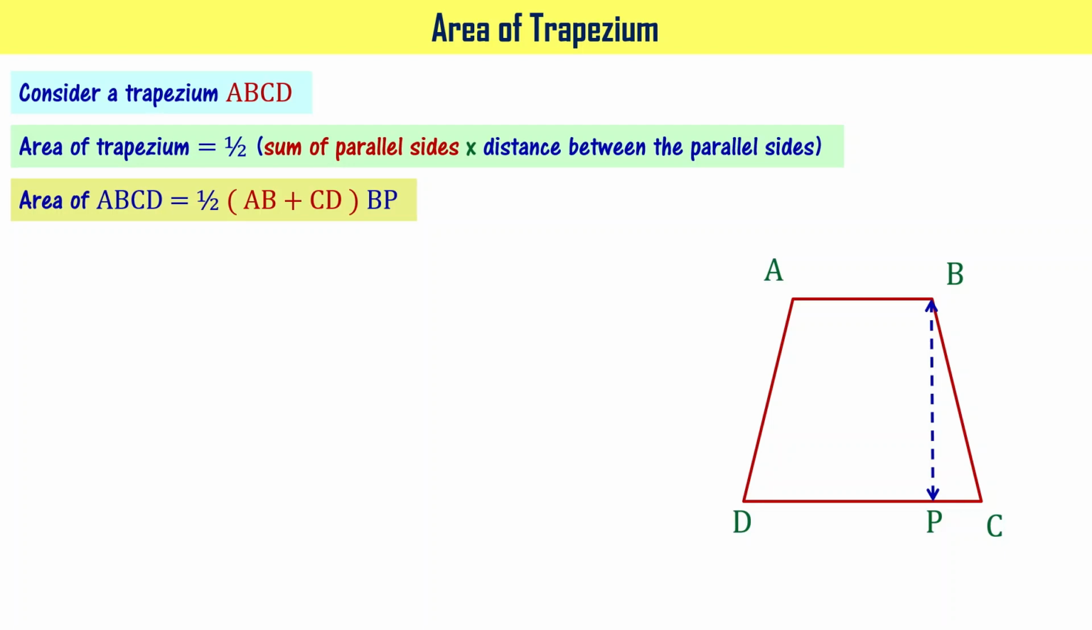If you have any doubts about this particular formula, you can think of this as a combination of two triangles, triangle ADC and triangle ABC, right? In the case of triangle ADC, base is DC and height is BP, right? In the case of other triangle, triangle ABC, base is AB and height is BP. When you substitute these, you will get area of trapezium as half (AB + CD) times BP. I hope you understood the formula of area of trapezium.